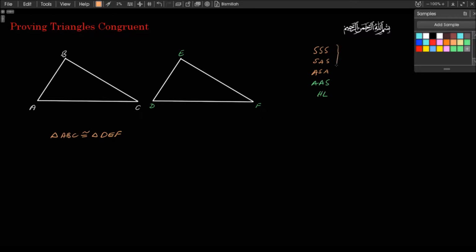The first 3 here are postulates. In other words, we're not going to be able to prove them. And the last 2 here are theorems. So we have 3 postulates and 2 theorems that we can use to prove triangles congruent.